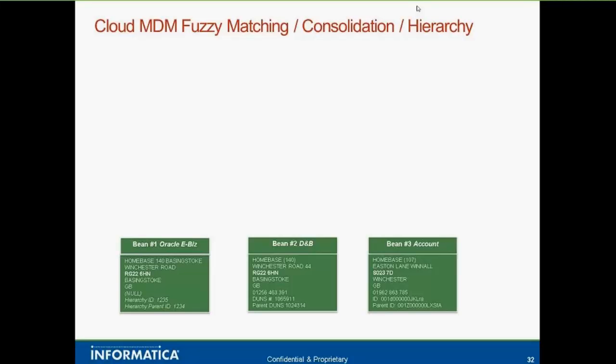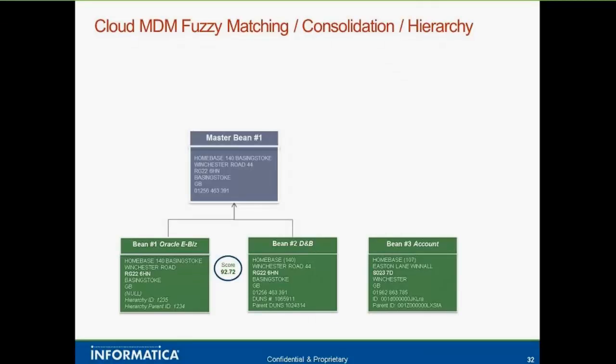So with this example, when we compare the first two beans together, you can see that they were compared with a confidence score of 92.72. If we assume that our duplicate and matching threshold are both set at 90 points, obviously those two beans would be aggregated underneath a common master record.